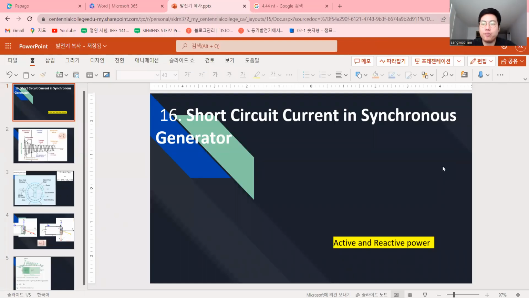Good morning, guys. Today is the last lecture for the active and reactive powers chapter. Today we will learn about the short circuit currents characteristic in a synchronous generator. We will learn a little bit deeply about this. Let's see.